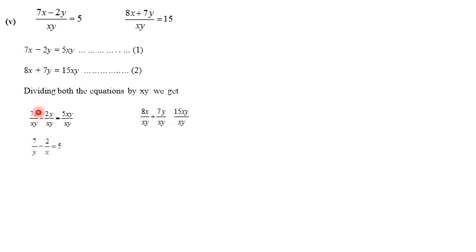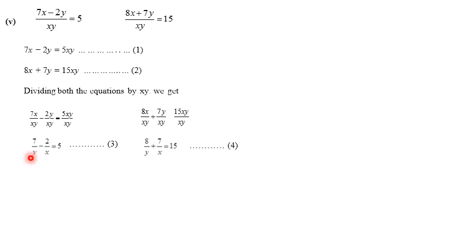Simplify it. Here x cancelled, finally 7 and y remains, 7 by y. Here y cancelled, that is 2 by x is balance. Here xy cancelled, totally 5 balance. Equation number 3 we have labeled. Next equation, after solving 8 by y, 7 by x equal to 15, label it as equation number 4.